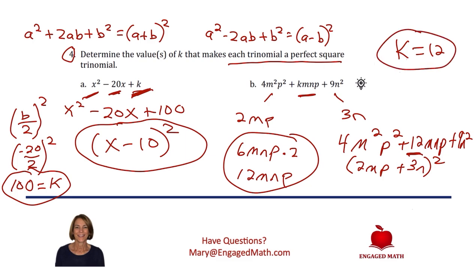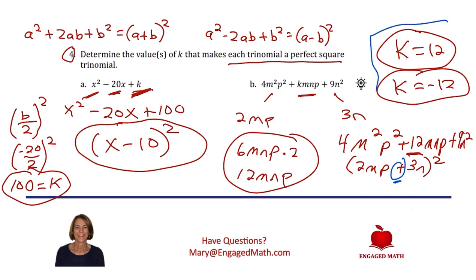We also know that what if it was the difference right here? Instead of a sum, instead of an addition sign, there was a minus sign. Well, that works as well, because if k was equal to a negative 12, everything would be the same except this sign right here would be a minus. So really that middle sign could be either a plus or a minus, and k could be either equal to a positive 12 or a negative 12.